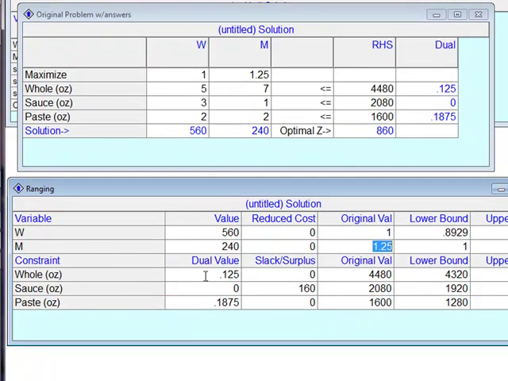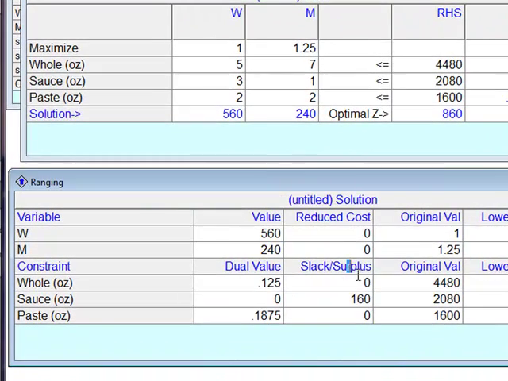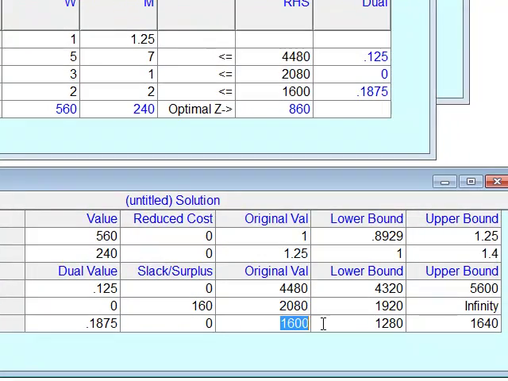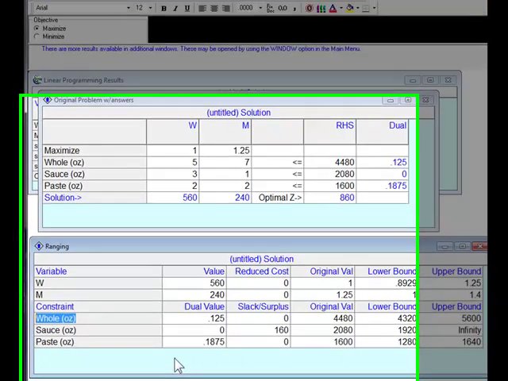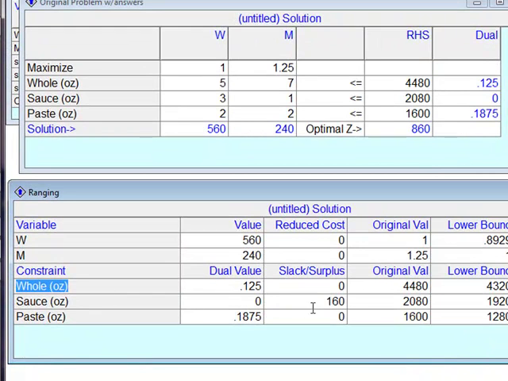Now coming to dual values, these dual values right here, surplus or slack for each of the constraints, and then of course we have the original values and lower bounds and upper bounds for each of the constraints. So here now we're working with the constraint section. Let's start here with the original value. Notice that these original values are the right-hand sides of each of the constraints that we inputted in order to solve the problem. So those are the original values.